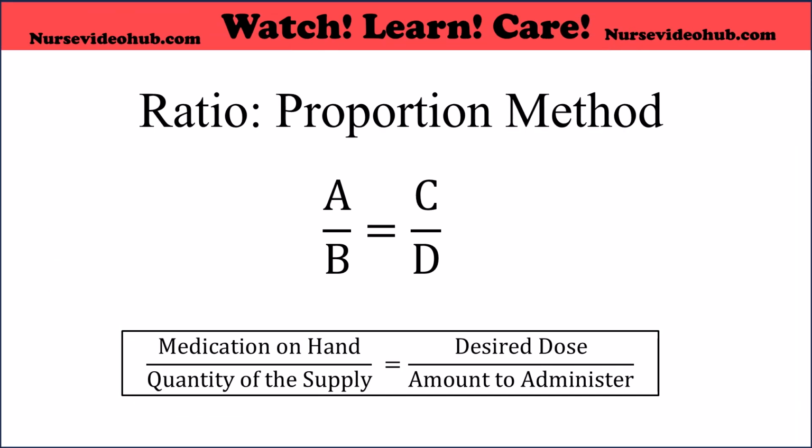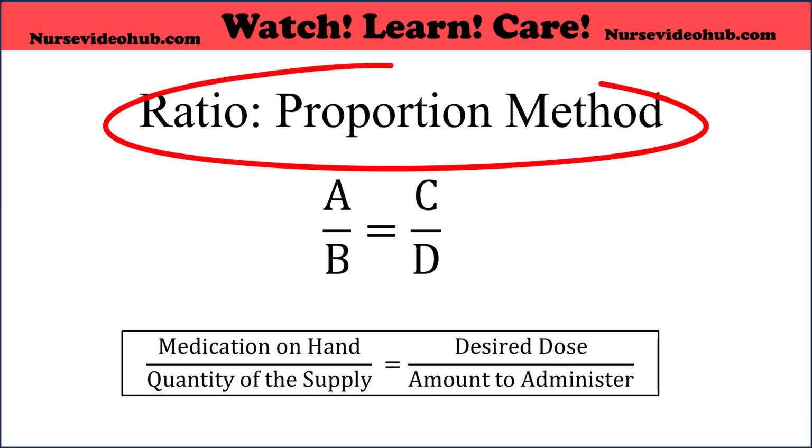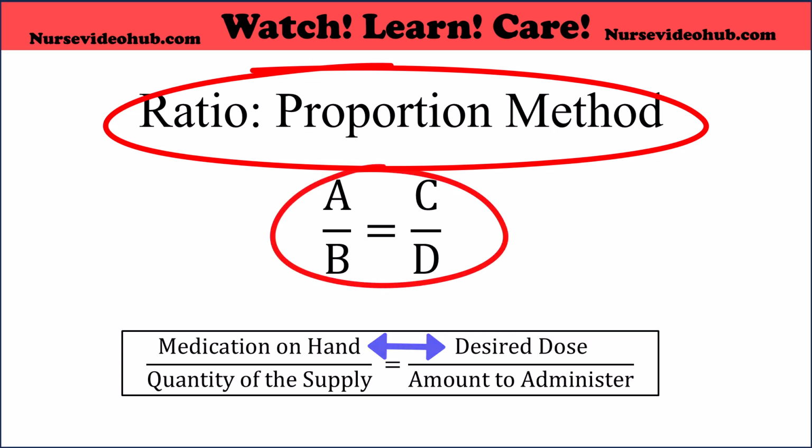The second method is the ratio and proportion method. This method utilizes equivalent ratios to determine the unknown dose. The ratio and proportion method works by comparing 1, the available medication, what you have, to 2, the desired dose, what is ordered. It is set up like this. A over B equals C over D.